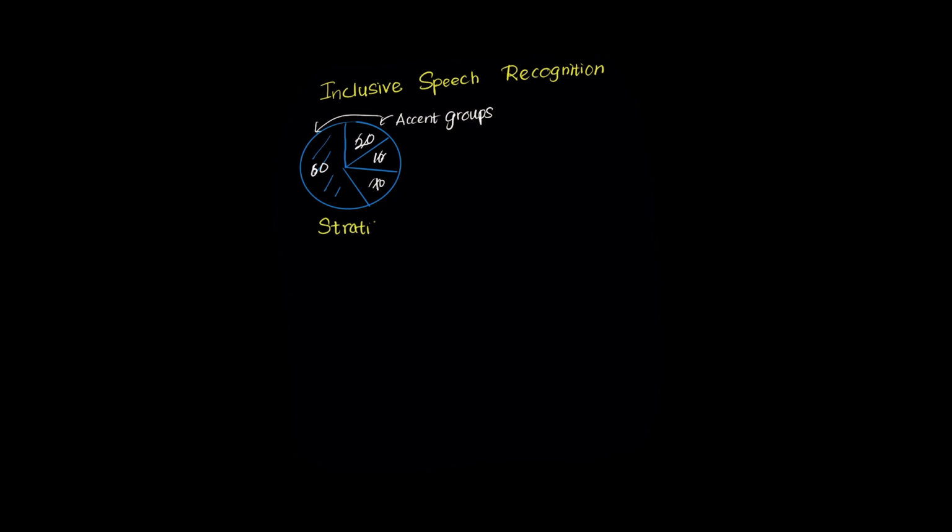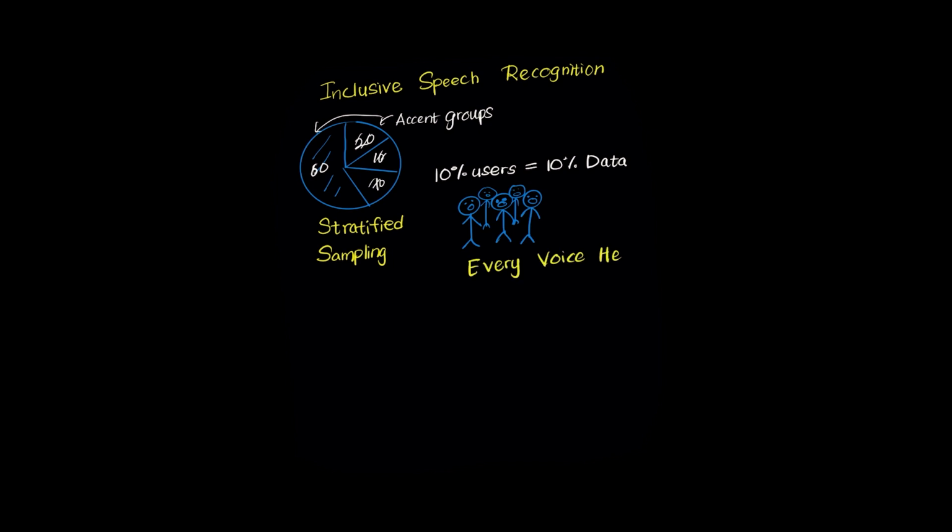Stratified sampling collection is the key to inclusive speech recognition across all accents. This method ensures proportional representation by deliberately collecting samples from each accent group rather than accepting whatever data comes naturally. If 10% of users have Southern accents, stratified sampling ensures 10% of training data represents that accent. It's like ensuring every voice in a choir gets heard, not just the loudest ones.